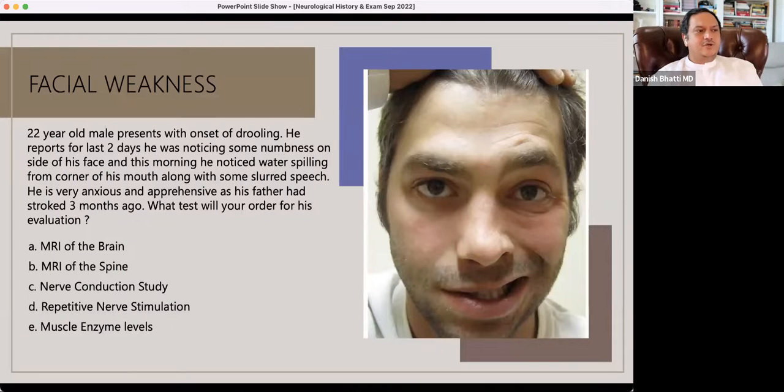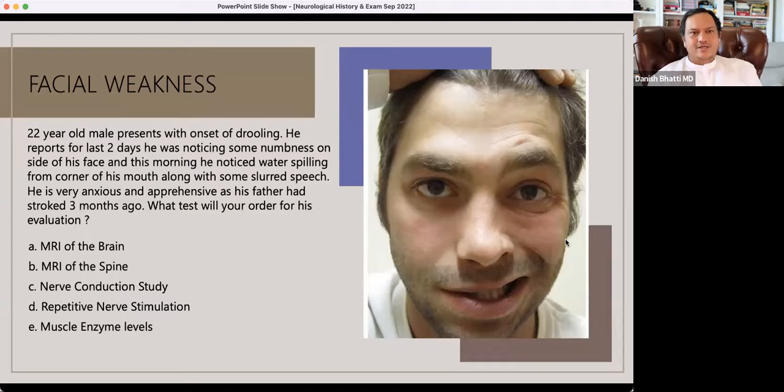So this is a 22-year-old male who presents with onset of drooling. He says that for the last 2 days, he was noticing some numbness on the side of his face. And this morning, he noticed water spilling from the corner of his mouth, along with some slurred speech. He's very anxious and apprehensive as his father had a stroke 3 months ago. What test will you order for this evaluation? That test will depend on what you think is the diagnosis. And this is his picture.